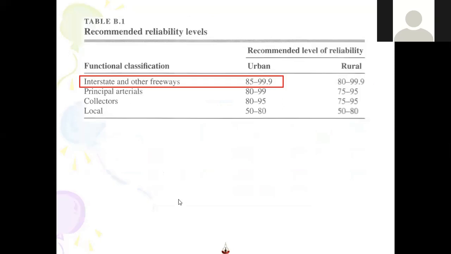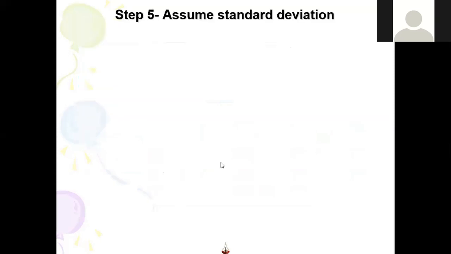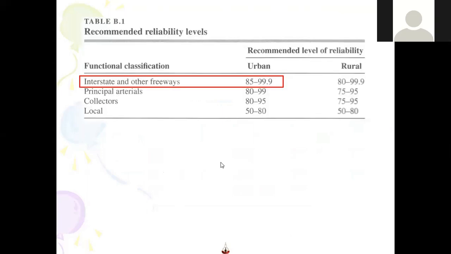Now, the next thing is the reliability. Again, the reliability level is taken as 95% for urban roads. We are allowed 80 to 99.9, but we take around 95% reliability. And principal arterial collector, though we have a value for local, but since I have suggested that you don't prefer a rigid pavement for a local road.